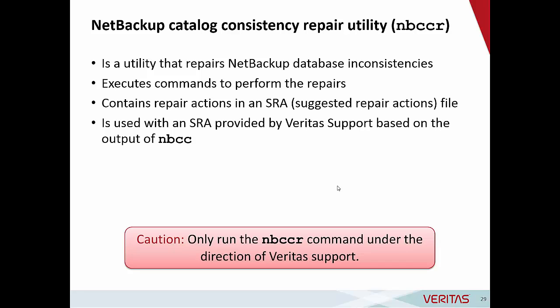In other cases, we may say, yeah, you know what, this is a problem, and we need to clean this up. So we're going to generate a repair file. And the repair file is something that you execute with NBCCR to fix whatever the inconsistency is, which was found in the catalogs. NBCCR, you'll notice big red warning down here at the bottom, only ever run this command in the direction of Veritas support. You pretty much have no choice because in order to run the command, you have to give it an SRA, a suggested repair actions file, and you get that file from support.